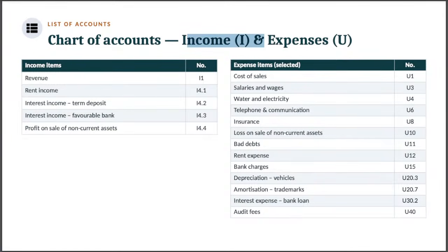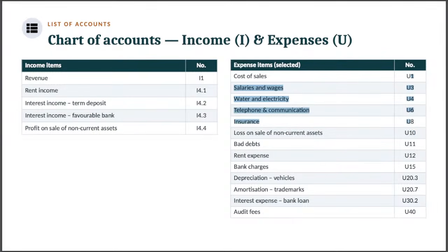On this one here, we have rent income and income interest term deposit. So that's from their deposits, perhaps, on the rental units. There it is. All right, now let's look at the expenses. Cost of sales, salaries, water, electricity, telephone, insurance, loss on sale of non-current assets. So if you sold the land for less than you paid for it, there's where the loss appears in this account. You see this? Very simple.